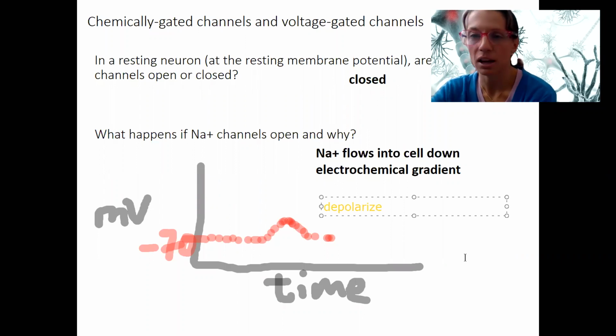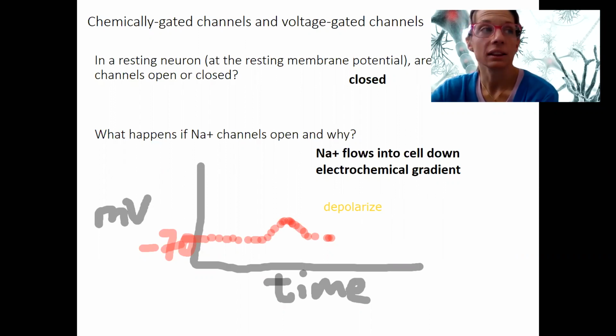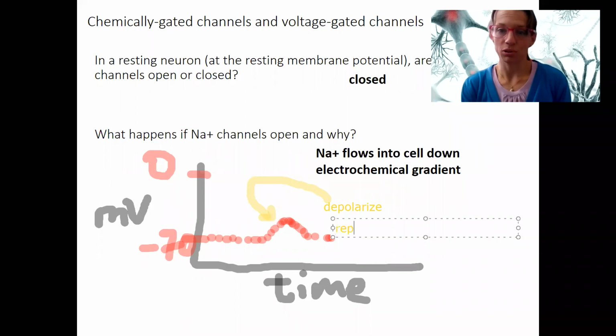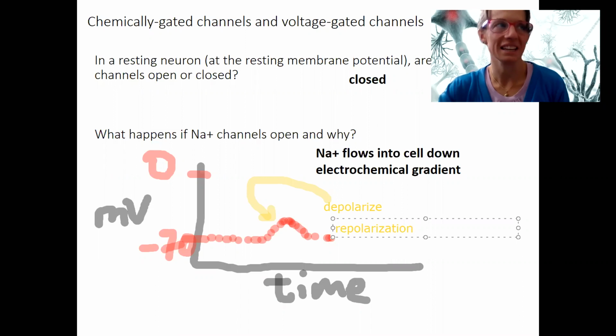It becomes less polar. This terminology is not wonderful. The cell is polarized, very negative inside, positive outside. It's becoming less negative, so it's depolarized. For reference, I'm going to put 0 up here. And just to be really clear, depolarize is referring to this part right here. What's happening after that depolarization is called repolarization. The cell is becoming repolarized. It is polarizing again. Get comfortable with that terminology. We're going to see it and more.